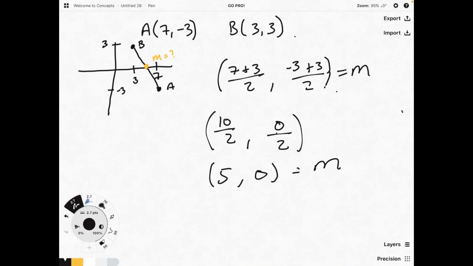And I happen to draw that pretty close to correct. If we go over 5, which is right here, we don't go up anything because it's 0. That would keep us exactly where we are, which is right on that x-axis. And it's really that simple.